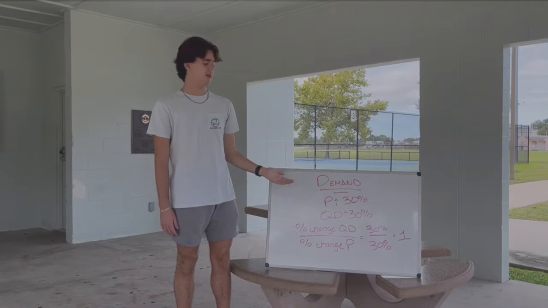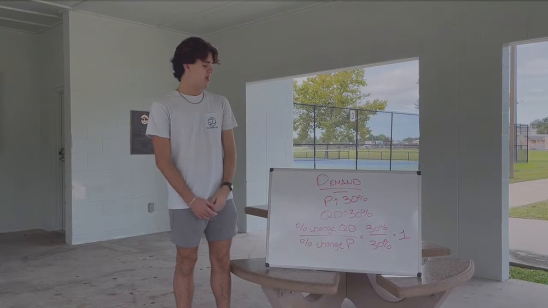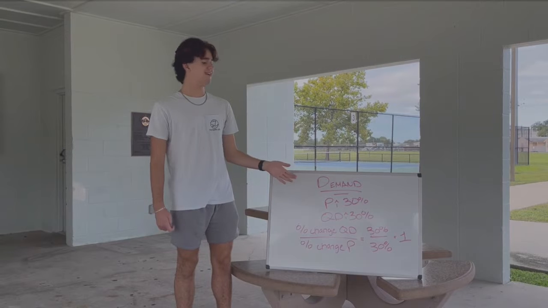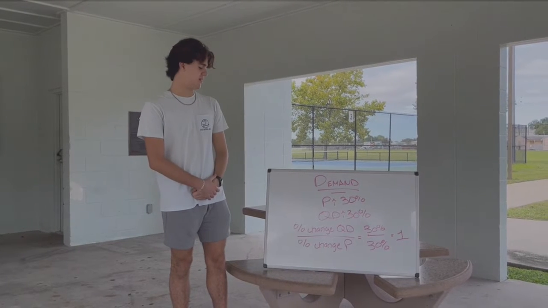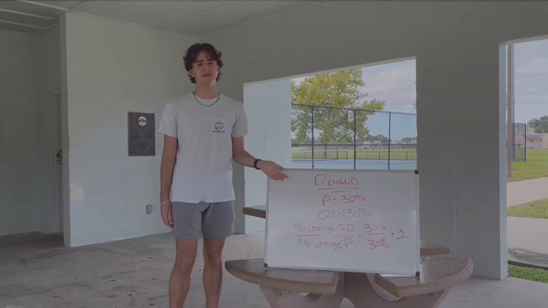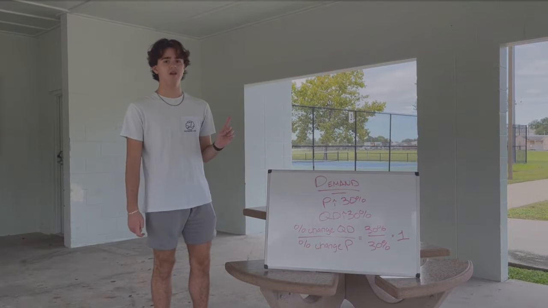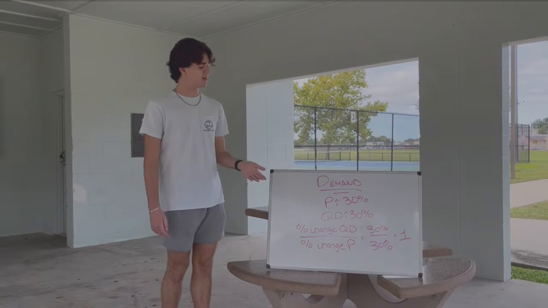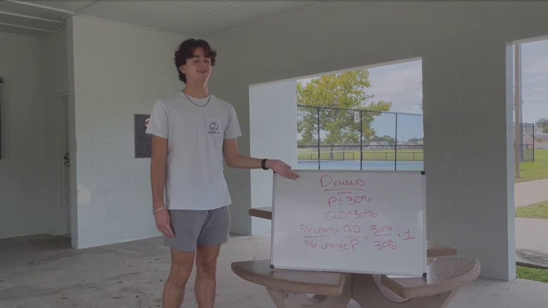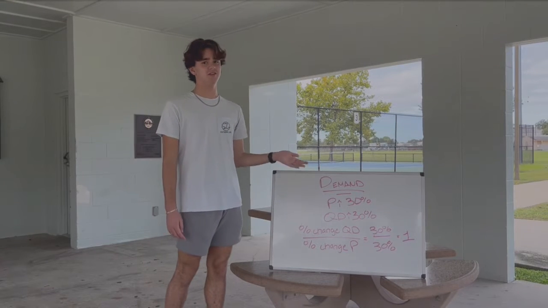In this example, we have a price increase of 30% and a quantity demanded increase of 30%. Now when we put this into our price elasticity of demand formula, we get 1. And this shows unit elasticity because there is a proportional change in quantity demanded compared to the change in price.